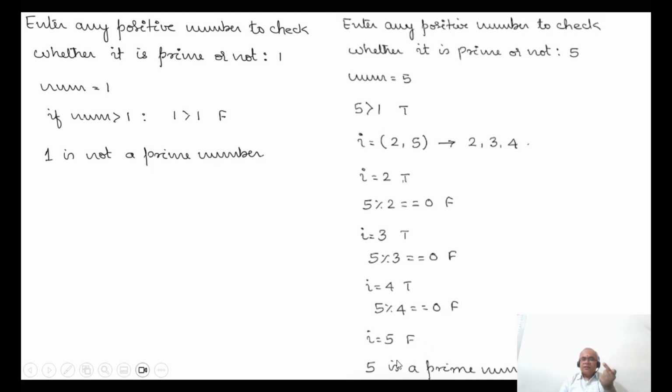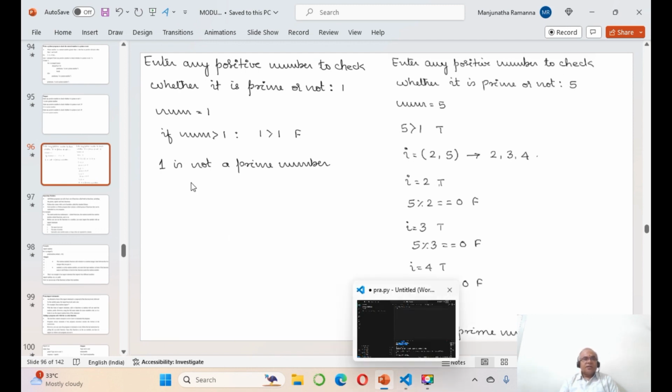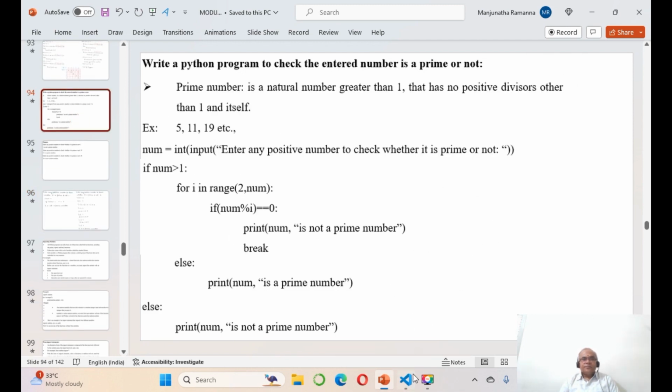Then it checks. Since 5 is not divisible by 2, 3, 4, therefore 5 is a prime number. So this is how you will be able to execute this program. Now we are going to check how it will be written. So first I will come to this.